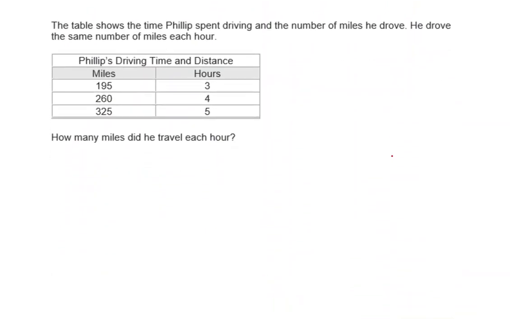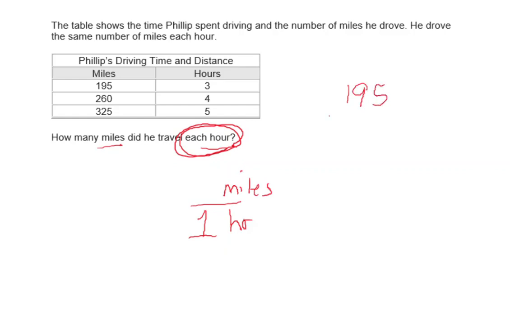Here's another example. Philip drove the same number of miles each hour, but here we see how many miles he drove in 3 hours, how many miles he drove in 4 hours, how many miles he drove in 5 hours. So you could take any one of these and determine miles in each hour. So each hour, that represents my denominator needing to be 1 hour. So we want to know how many miles per 1 hour. You could take any one of these and divide.